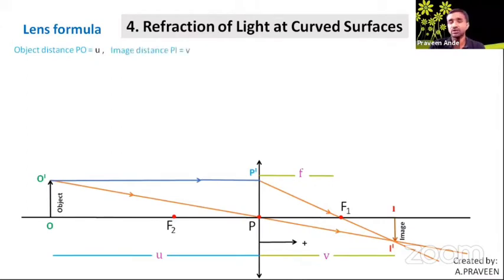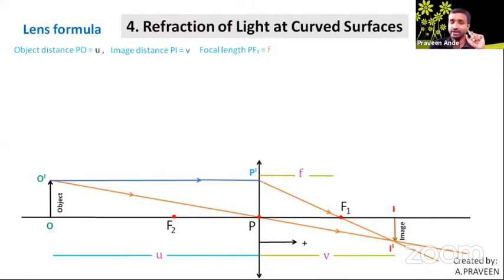Then what is the image distance? P to I, that is given as v here. Next, the focal length PF1 is measured as small f here. All three measurements are noted. Then I require the relation between u, v and f. That is what is called the lens formula.